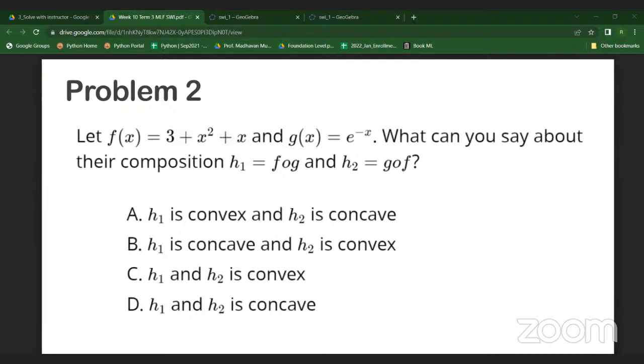So here f and g are convex, right? F and g are convex, but you need to be finding out f of g and g of f.